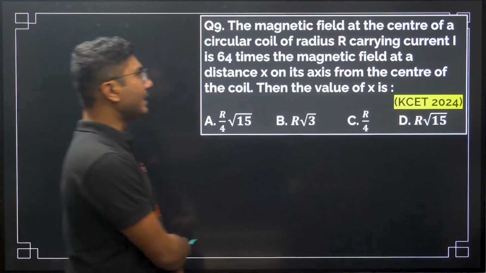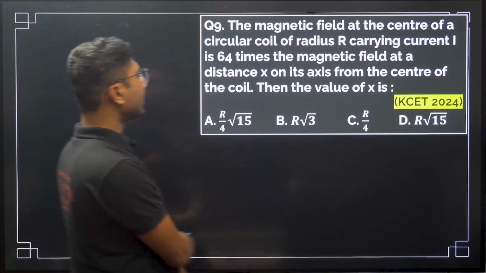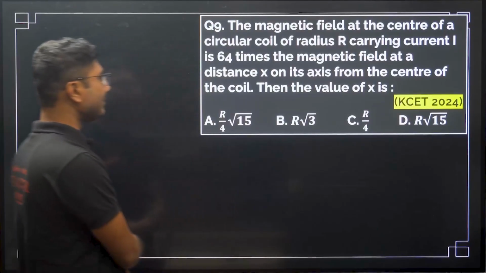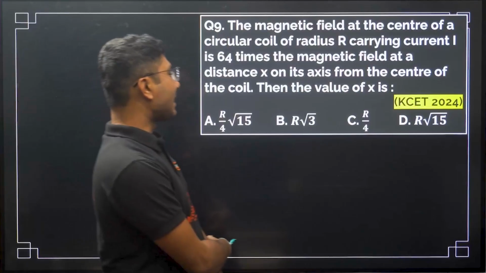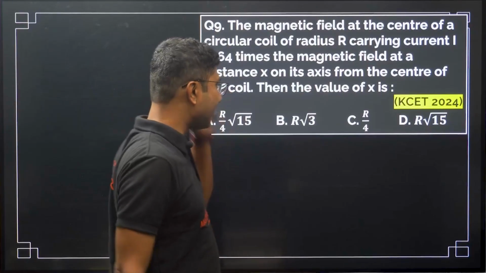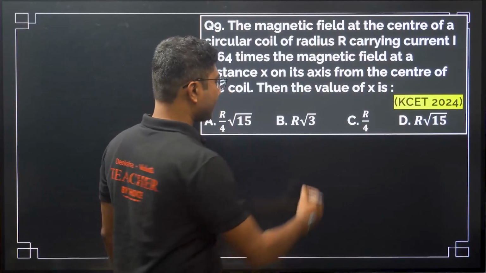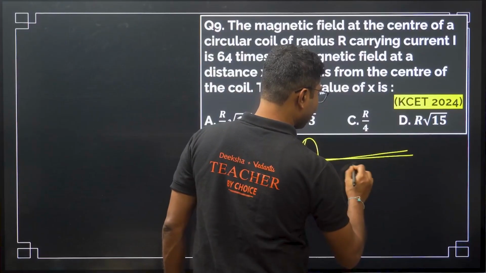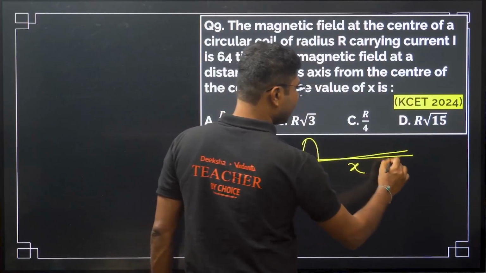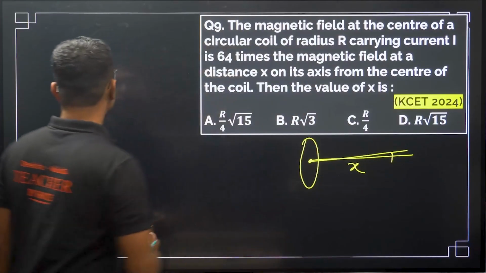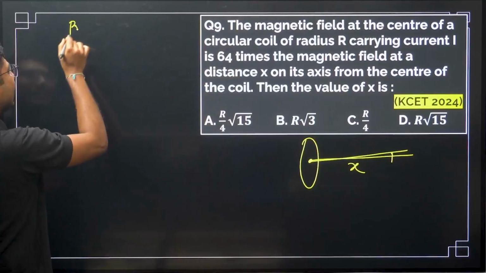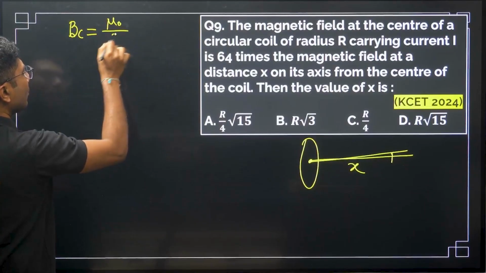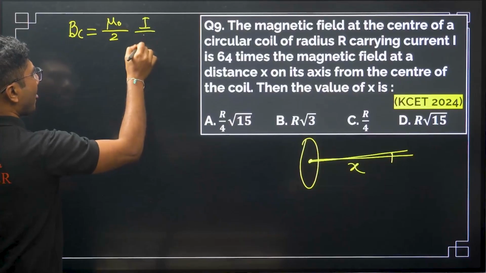The magnetic field at the center of a circular coil of radius R carrying current I is 64 times the magnetic field at a distance x on the axis from the center of the coil. Then the value of x is. So here we have a coil and a magnetic field at the center and at the distance. What is the formula for the magnetic field at the center? It is mu naught by 2 I by R.